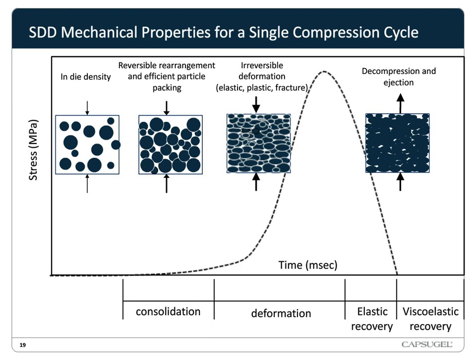Decompression is when the upper punch is removed and the compacted material relaxes in the axial direction. Then the tablet is ejected, and the tablet may further recover in the axial and, in addition, the radial directions as well. Specific to what we're going to be talking about in the rest of the talk, we're really focused on just the irreversible deformation aspect of this compression.